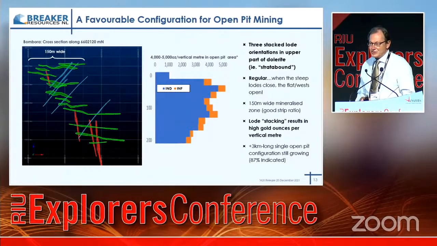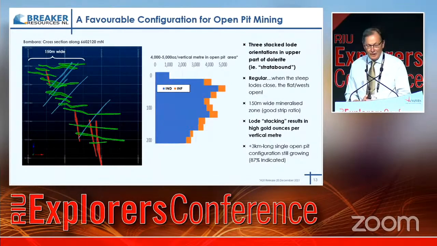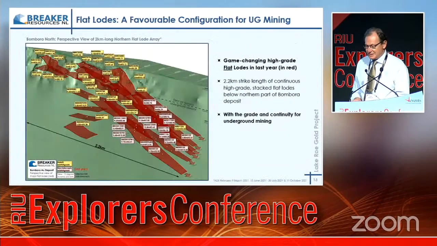Cross-section. This is a strata-bound deposit. What that means is when these structures hit the upper iron-rich part of the dolerite, the gold drops out. High ounces per vertical metre. These structures are stacked one on top of the other over a wide zone. That equals low strip ratio. If you look at that cross-section, a simple observation is where the steep structures shown in red are not, you get the flats and the west dipping starting to dominate. It's a consistent, well-behaved system.